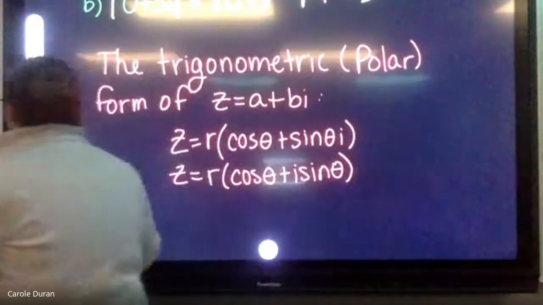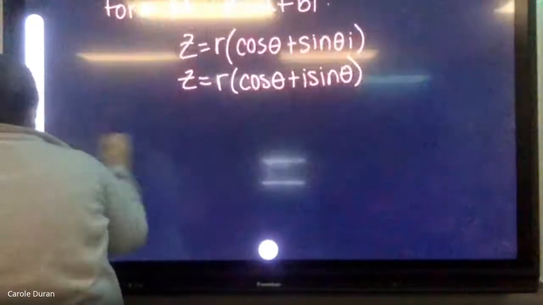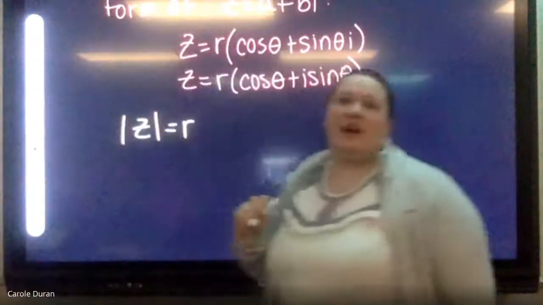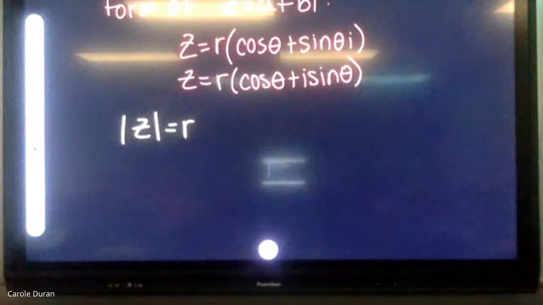So the good news is we already found what r is equal to, and that is whatever the absolute value is of my original complex number. So the absolute value of the complex number I started with is my r value. In other words, it's the distance from the origin to my complex number.